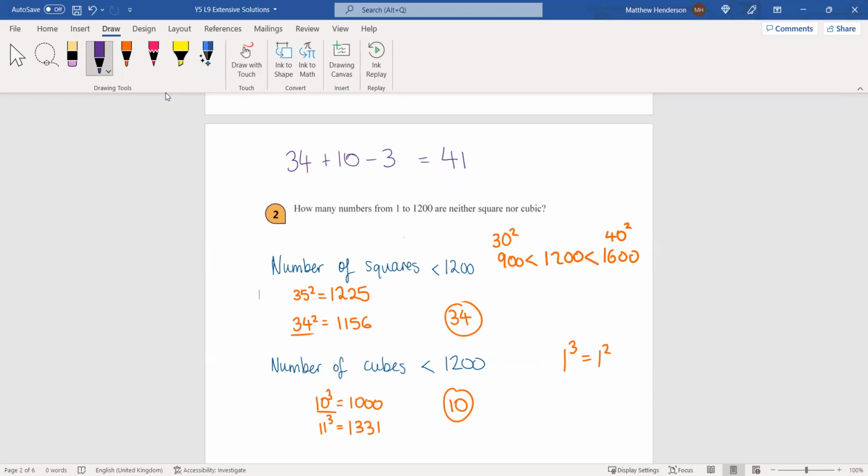However, this question asked how many are neither. So I need to take my total of 1,200 and subtract the 41 that we don't want, which leaves me with 1,159 numbers which are neither square nor cubic.